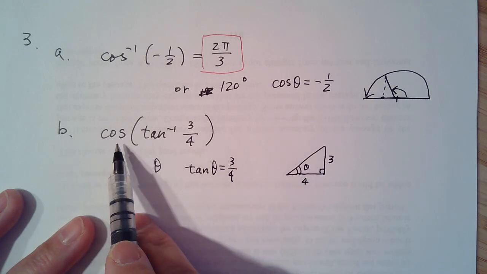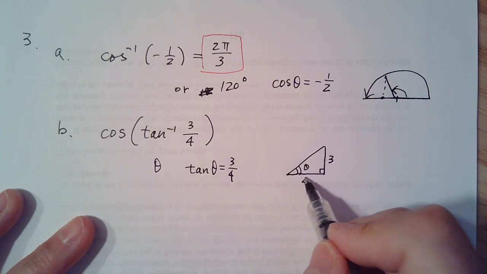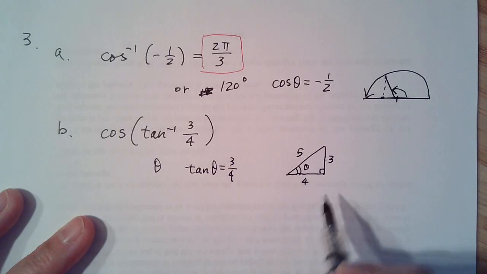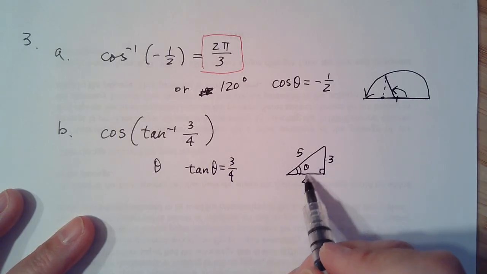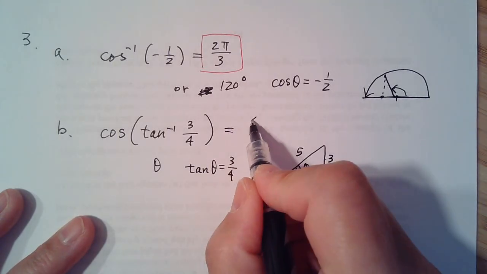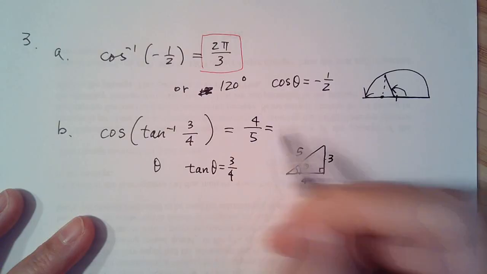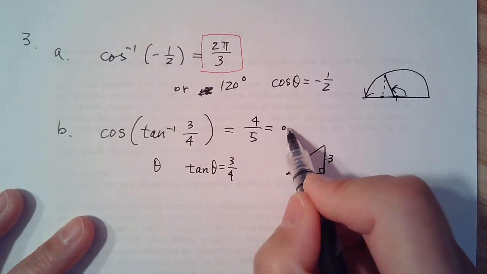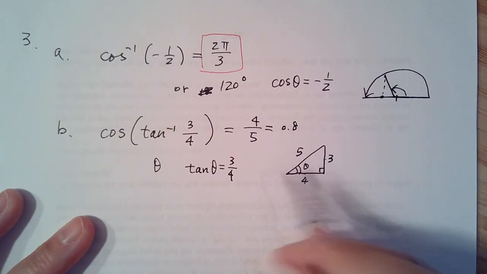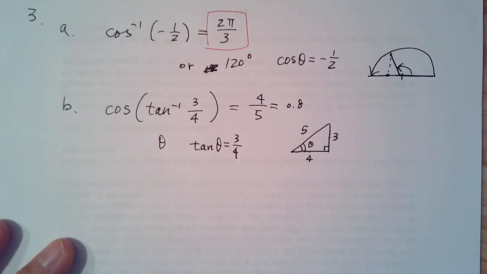Can you find what is cosine theta? 3, 4, and this is 5. So cosine theta should be just 4 over 5. The answer is 4 over 5. You can just tell me 4 over 5, or you can tell me 0.8. But this shows you how to use the right triangle to solve this problem.